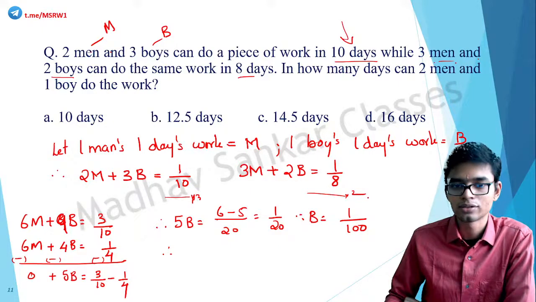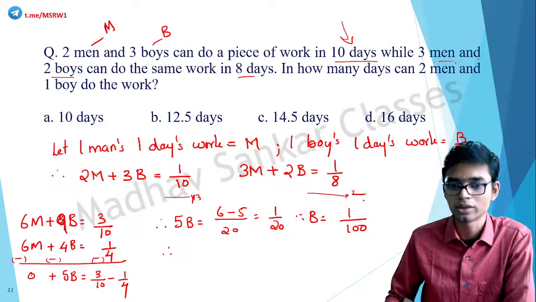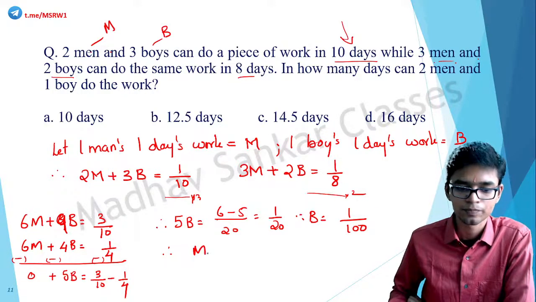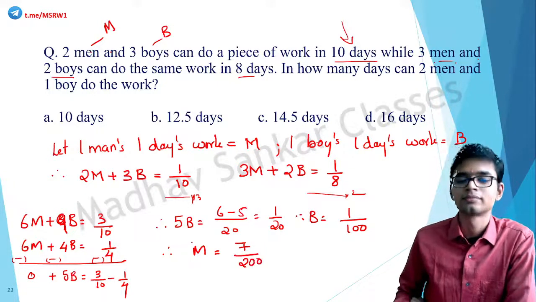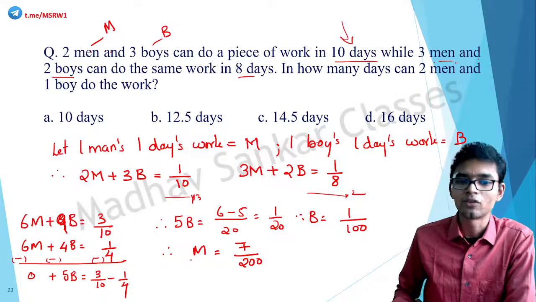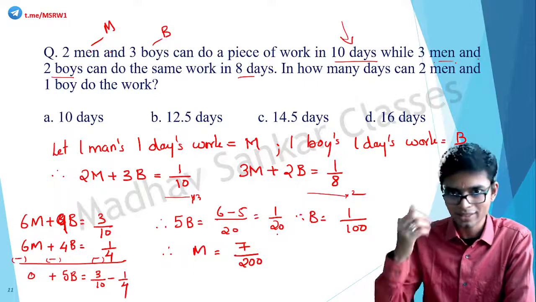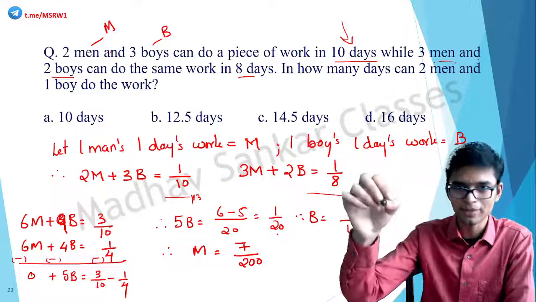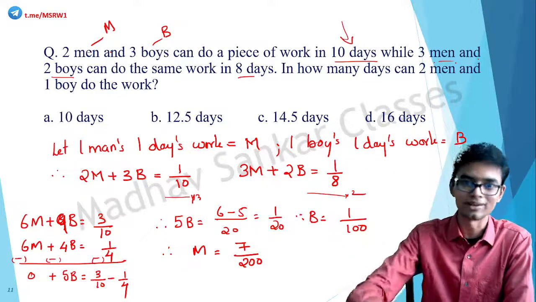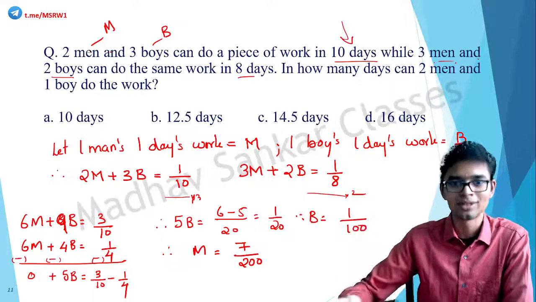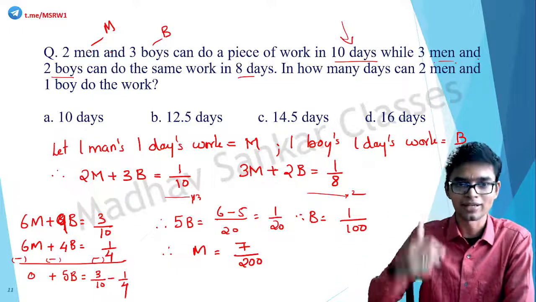would be 200. So, the value for M would be 7 by 200. Okay, therefore M is equal to 7 by 200. I did it mentally. You can do this on a piece of paper. I am not writing it here because this slide is already filled. I don't want to congest it even more. That is why I did that in my mind.